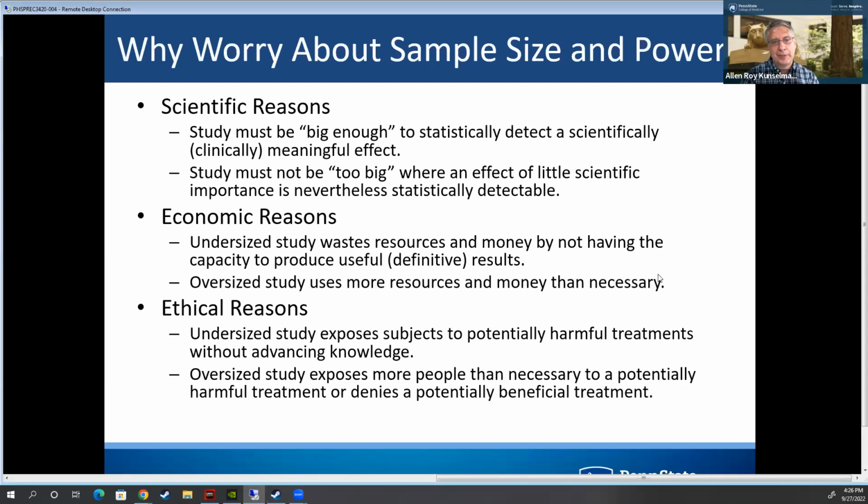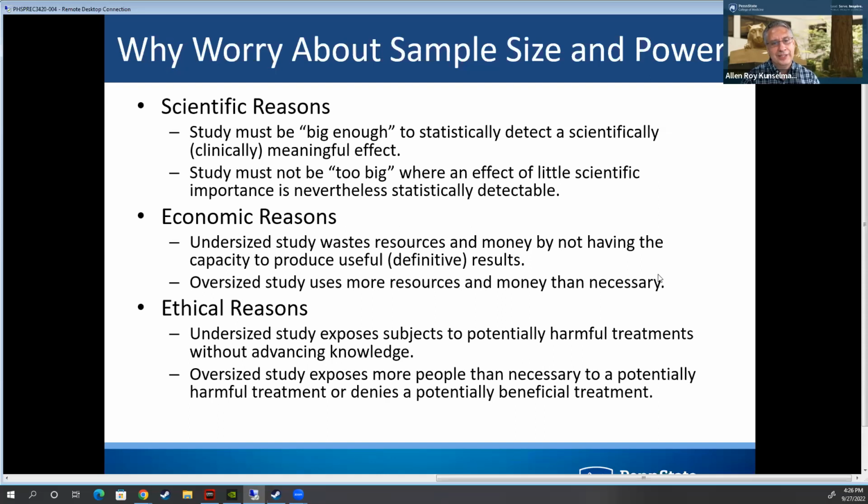So next topic I just want to briefly talk about is why the IRB and NIH and other places that you're trying to find funding for worry about sample size and power. Well, there are scientific reasons. You want the study to be big enough to statistically detect a scientifically meaningful effect. But you don't want it so big where the effect has little scientific significance, but it's statistically detectable.